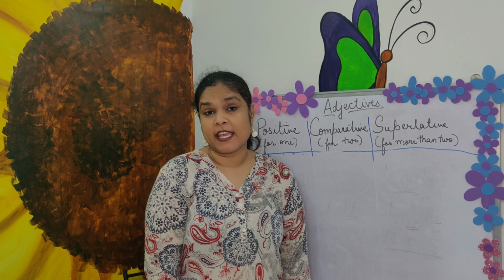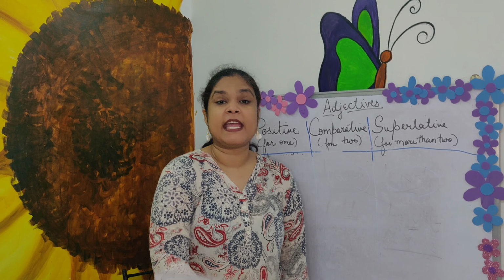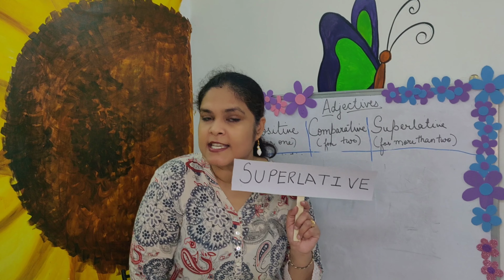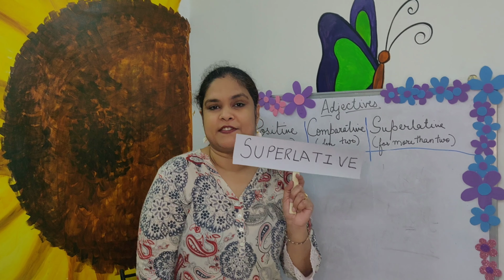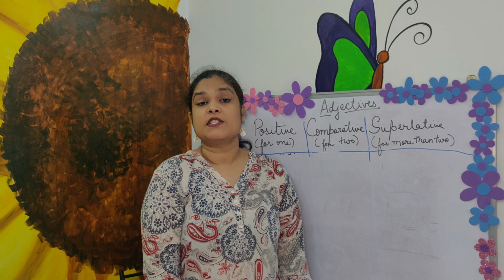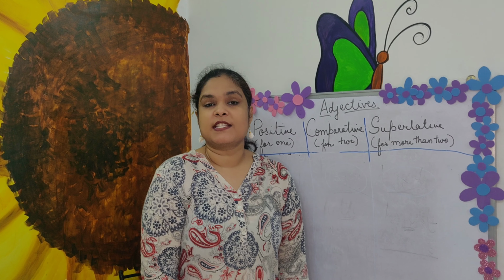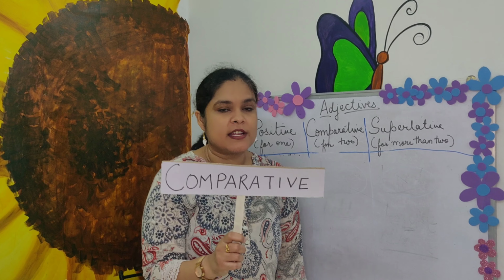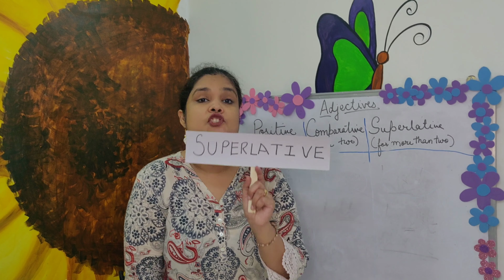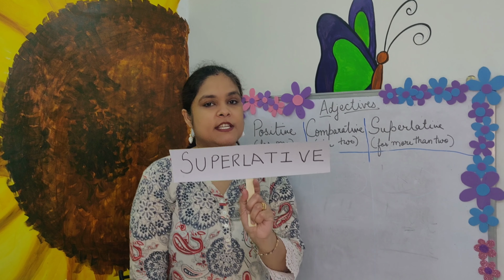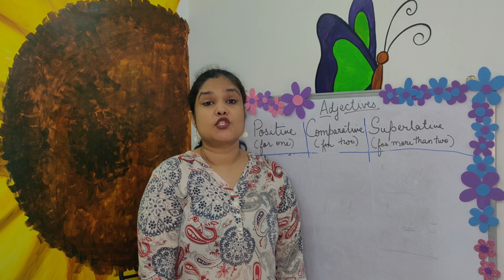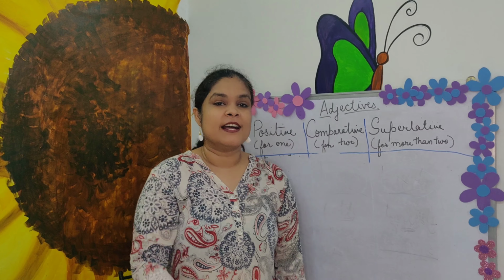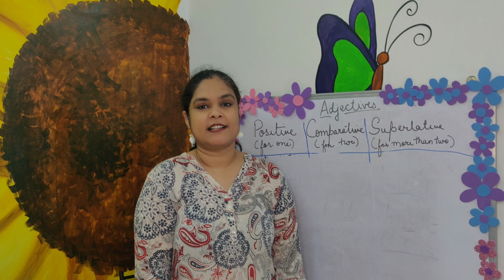Heavy is the positive degree. Heavier is the comparative degree, and heaviest is the superlative degree. Strange is the positive degree. Stranger is the comparative degree. Strangest is the superlative degree. Tall. We have done this example many times. So tall, taller, tallest.